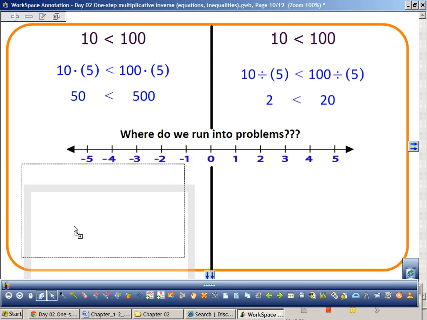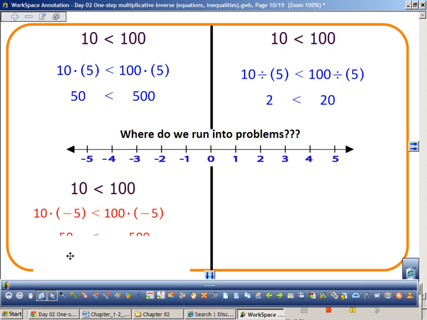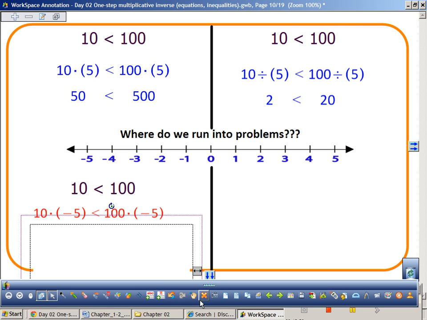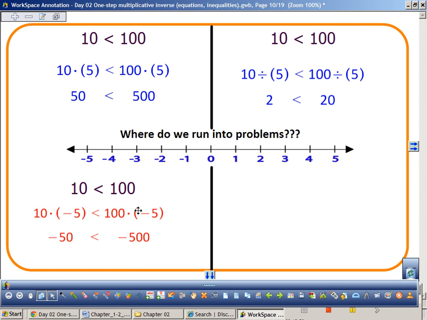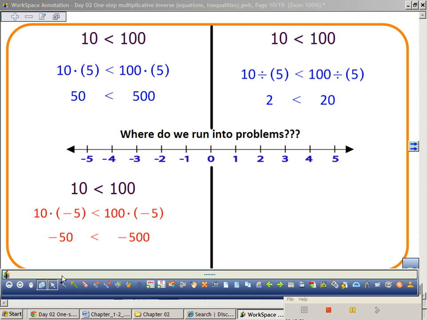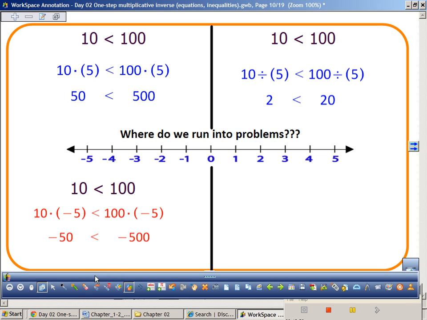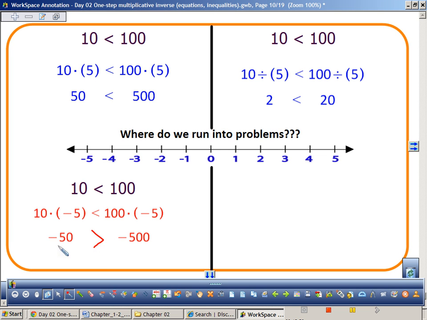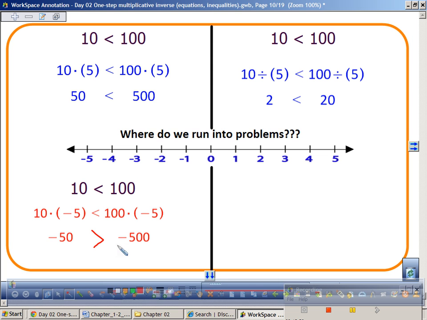But we have a problem when we want to multiply each side by a negative. If I multiply 10 times -5, I get negative 50. If I multiply 100 times negative 5, I get negative 500. Is negative 50 less than negative 500? No, it's bigger, correct? So this sign right here needs to be switched. Negative 50 is larger than negative 500.